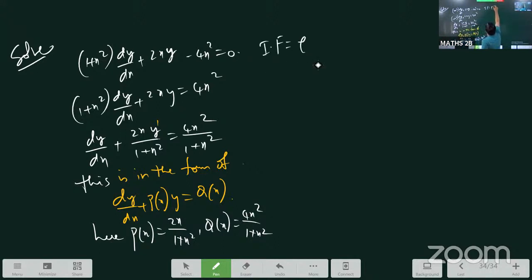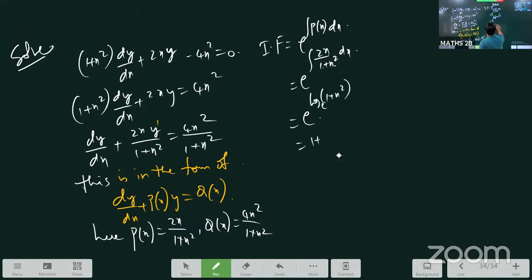Integrating factor is e to the power integration of p of x dx. E to the power integration of 2x by 1 plus x squared dx. E to the power, now the derivative of the denominator is present in the numerator, log of 1 plus x squared. It's nothing but 1 plus x squared. Just now I said e to the power log f of x to the base e.